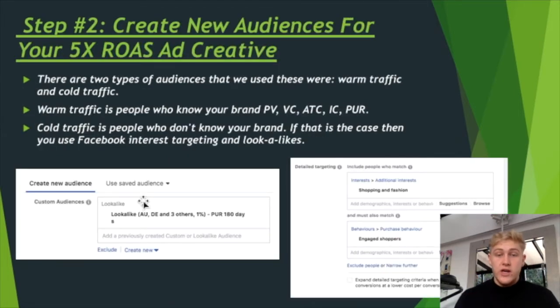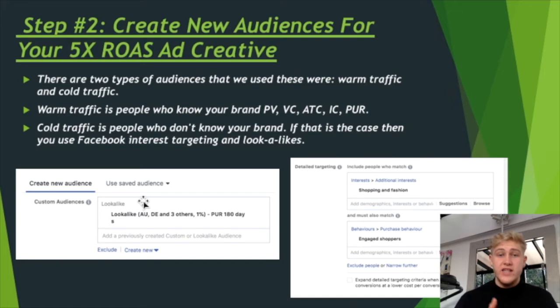Step number 2, creating new audiences for the ad creative. There are 2 types of audiences. There's warm traffic and there's cold traffic. Warm traffic is people that know your brand. So people that have been to your website, added to cart, initiated checkout, purchased. The Facebook pixel picks up on everybody that does that. And you can use that and retarget them, which will be the last slide where I'll teach you how to retarget. Cold traffic is people that don't know your brand.